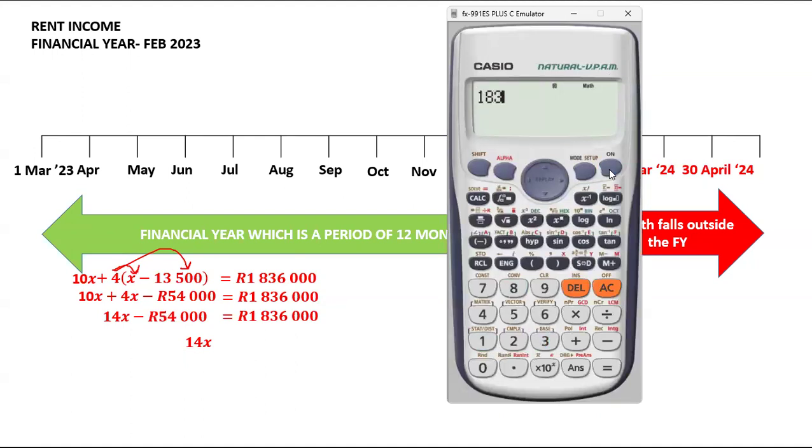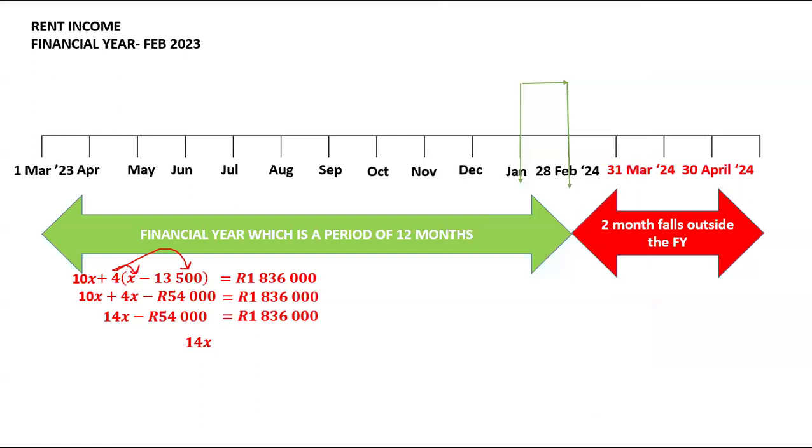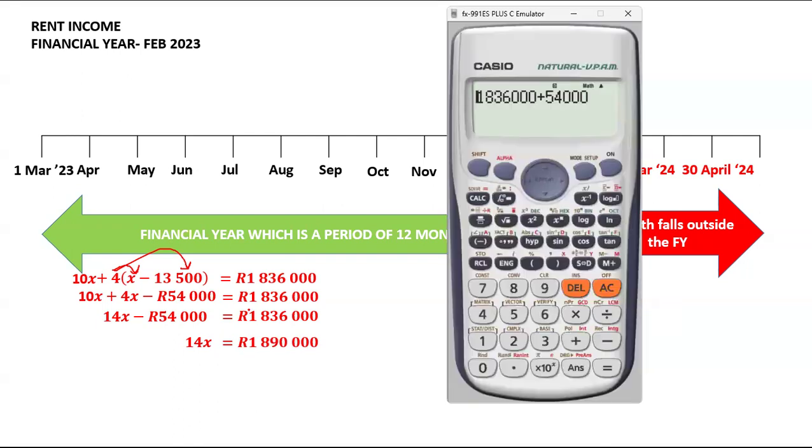1,836,000 plus 54,000 gives me 1,890,000. I'm going to take that 1,890,000 and divide it by 14. Let's see what we get. Divided by 14, it'll give us 135,000. Sorry for that.